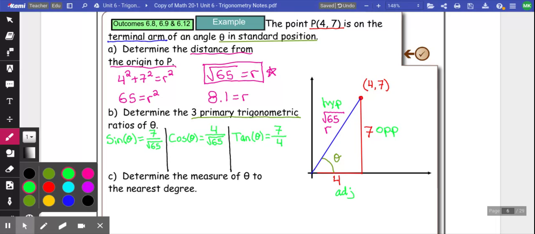Those are your 3 primary trigonometric ratios. I want you to just take a second, make sure you understand how I got those. I use SOHCAHTOA. Make sure that all makes sense. Notice that I'm not calculating theta. I'm not finding the angle. I'm just doing the ratios, which is the division statements. Cool. Hopefully that makes sense, because I'm about to make it harder.